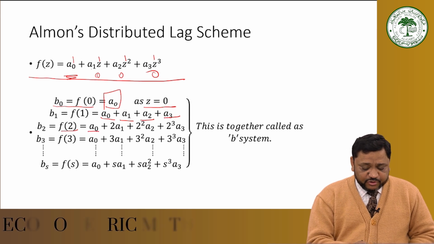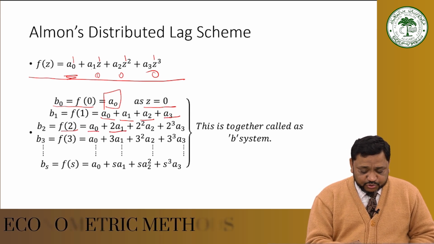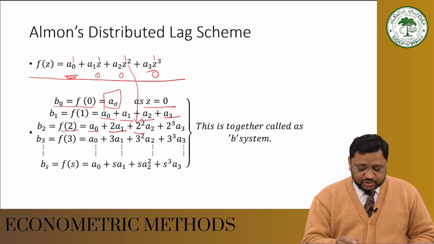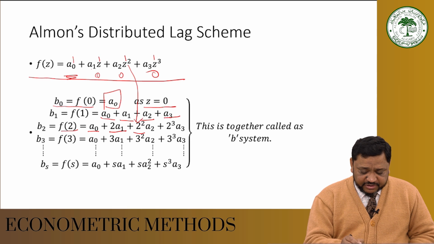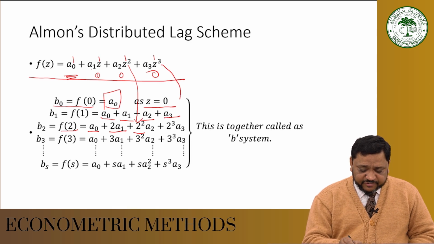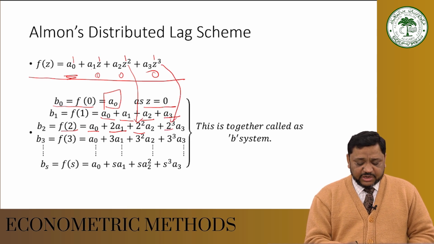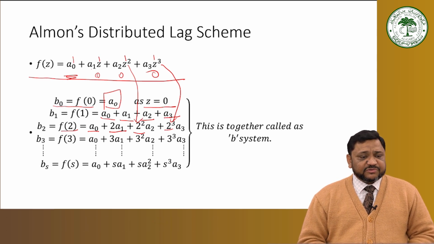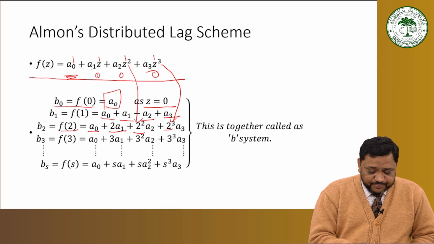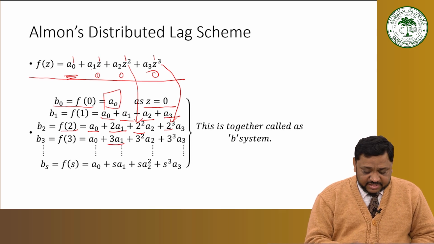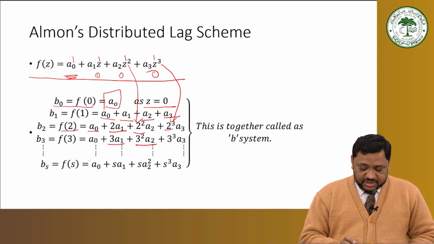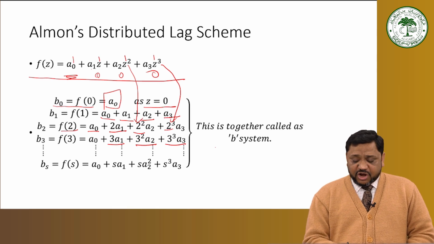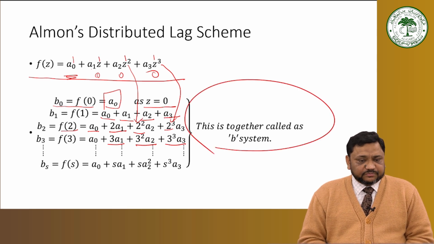Now here a1 times 2, a2 times 2 square: in place of z you simply write 2. Next, when beta is a function of 3, in place of z you write 3, so you get a0, 3a1, then 3 square a2, then 3 cube a3. This together is called the beta system.